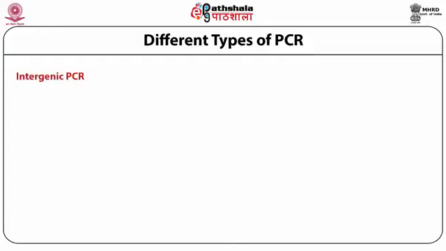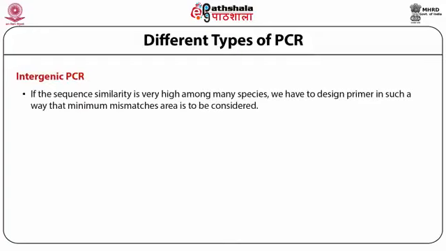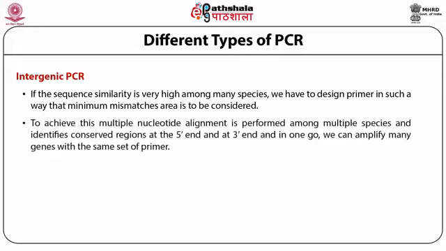Come to the intergenic PCR. If the sequence similarity is very high among many species, we have to design primers in such a way that minimum mismatch areas are identified. To achieve this, multiple nucleotide alignment is performed among multiple species and the conserved region at the 5' and 3' ends is identified, and in one go we can amplify many genes with the same set of primers.